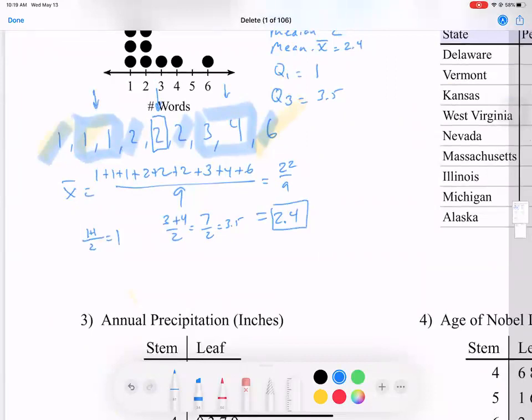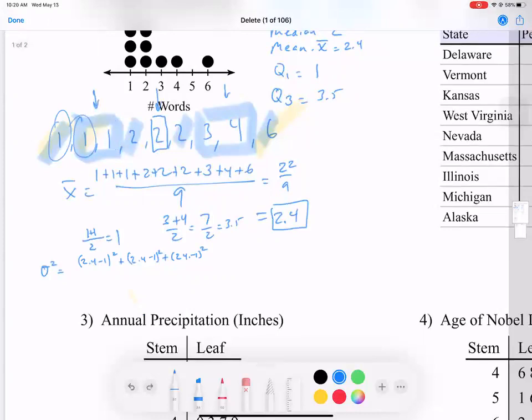For the standard deviation, we have to first find variance. That's what we call sigma squared. And that is done by taking the mean and subtracting it from every term. So we say 2.4 minus 1, and then we square it, plus 2.4 minus 1, and we square it, plus 2.4 minus 1, and we square it. Why did I say 1 three times? Well, we have 3 ones here.